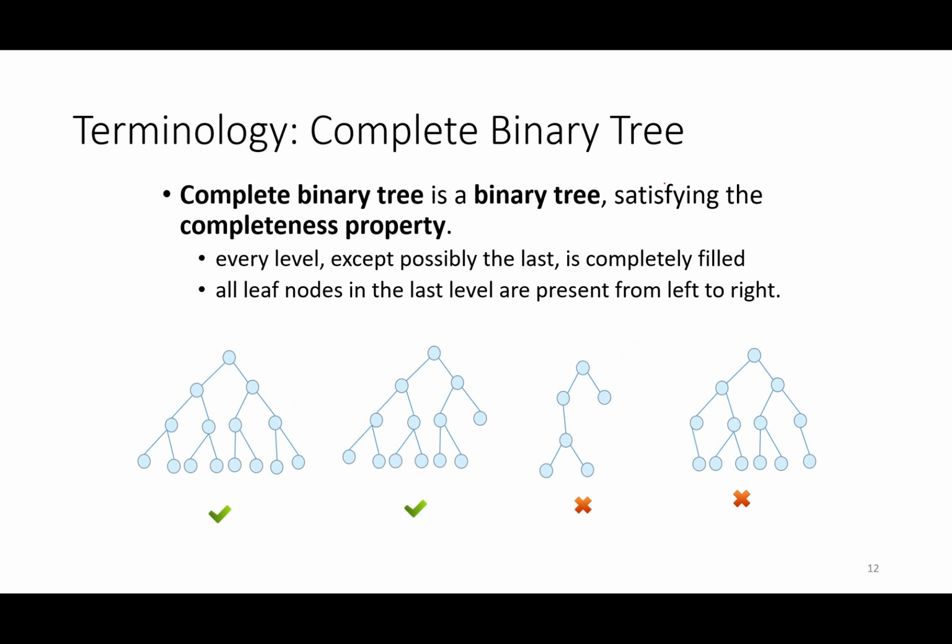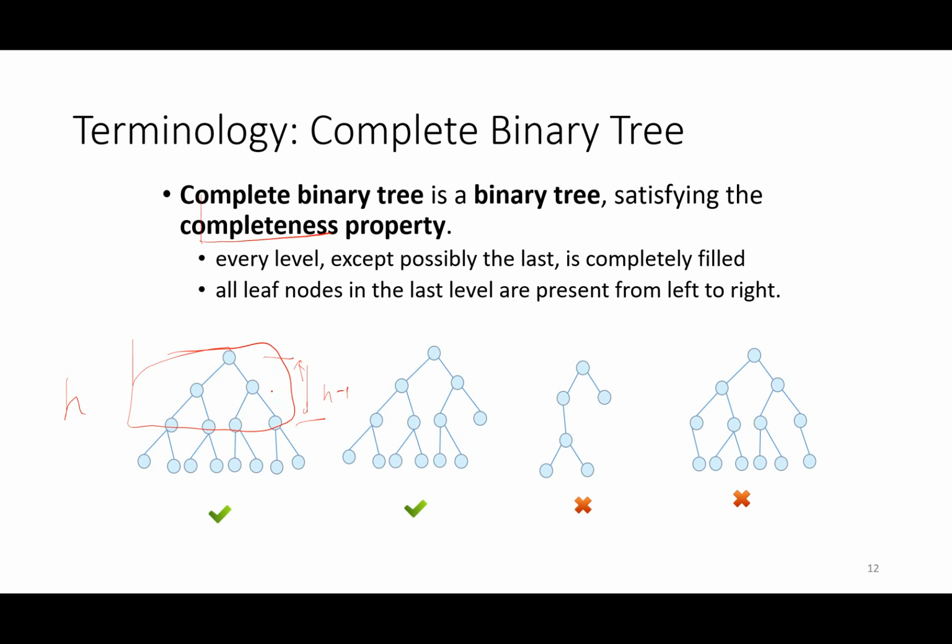A complete binary tree is a binary tree satisfying the completeness property, which means every level except possibly the last one is completely filled. All the leaf nodes in the last level are presented from left to right. If the height is h, then levels 0 through h minus 1 form a totally full tree structure, right? And in the last level, the nodes come from left to right. And also, in levels 0 through h minus 2, every node has 2 children.